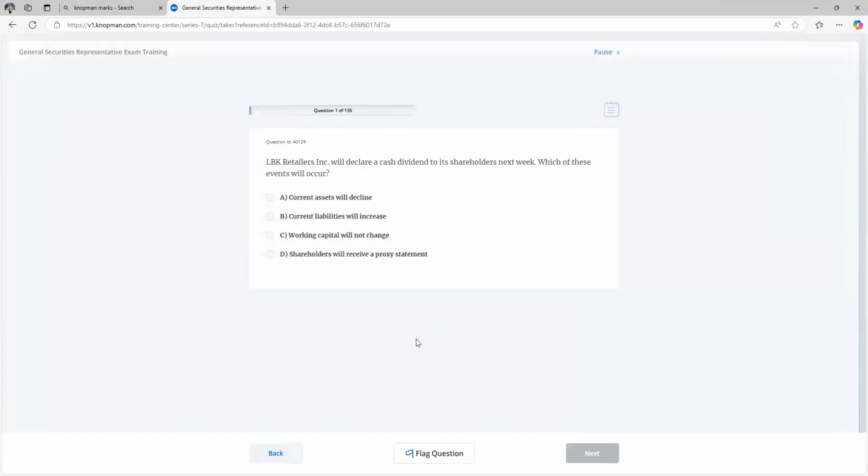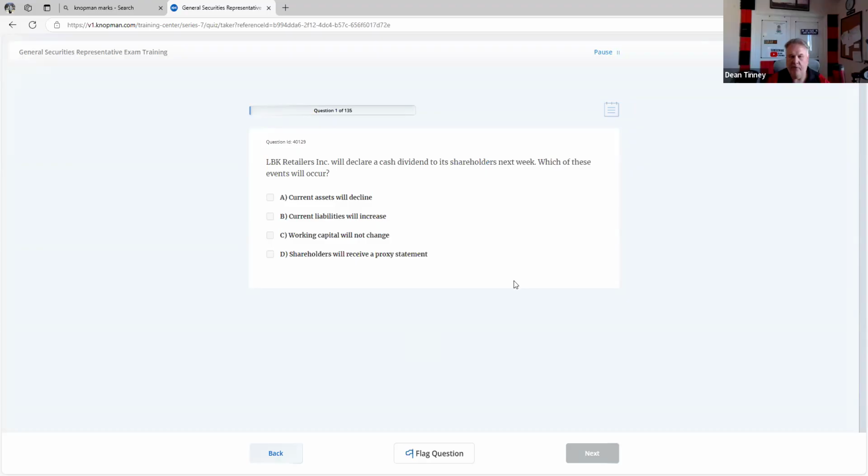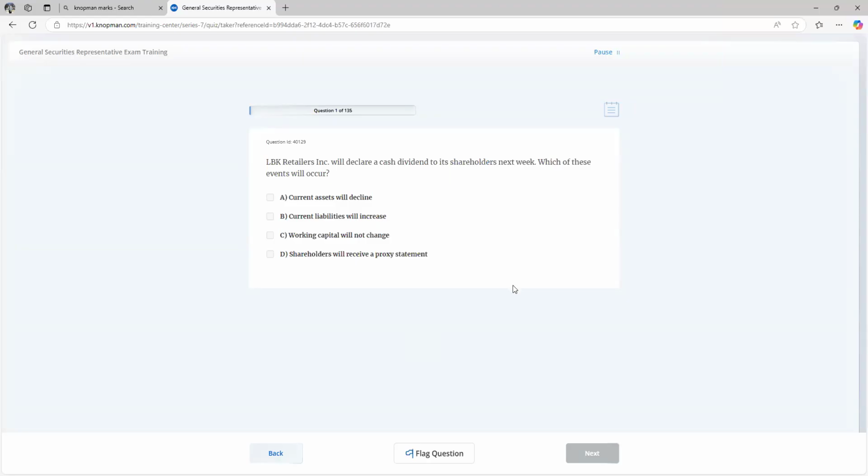Okay, so when you're declaring a cash dividend, I feel like current assets decline, but I don't remember if it's when you declare it or when you pay it that declines. This is all in the future tense. So it says LBK Retailers will declare a cash dividend next week. Which of the following events will occur? So that's the declared date, right? They're saying what happens on the declared date. I feel like it's between A and C. Am I fully off on this one?